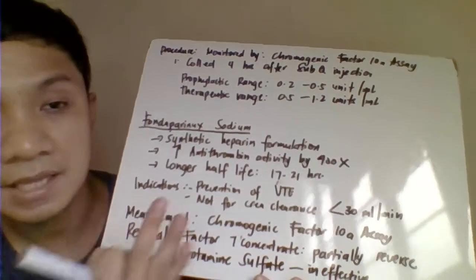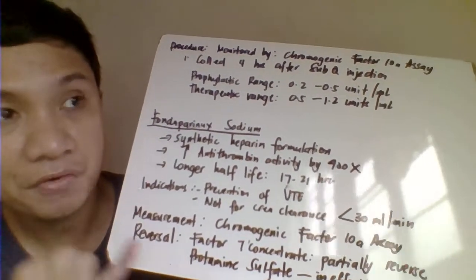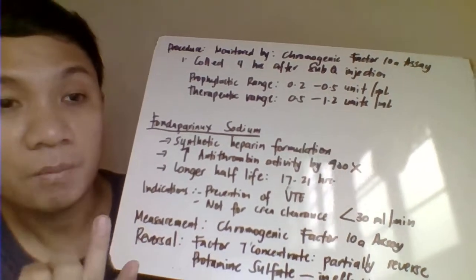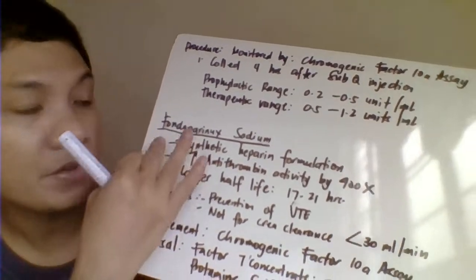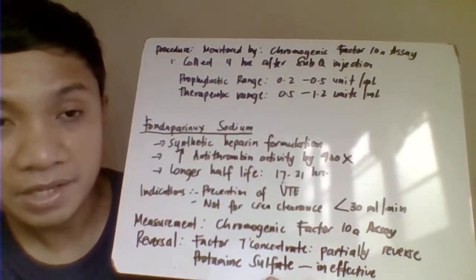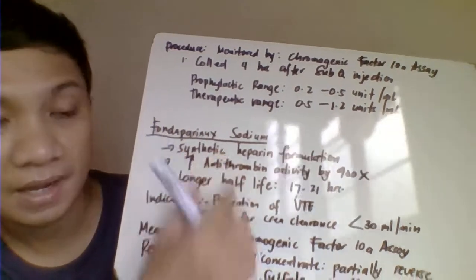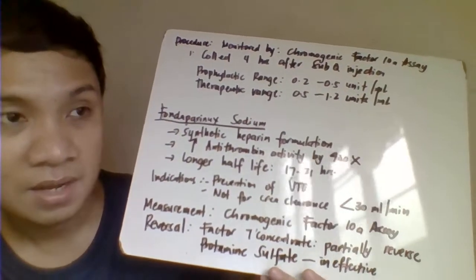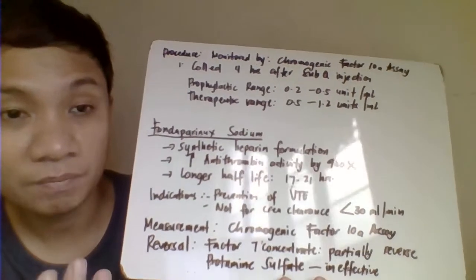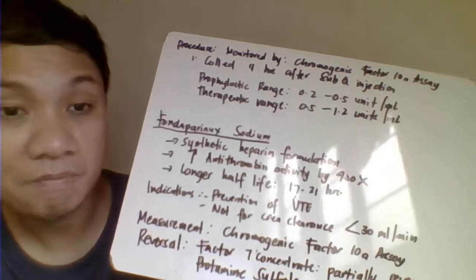So we have three heparin formulations. First, we have unfractionated heparin. Second, we have low molecular weight heparin. Third, we have fondaparinux sodium. Fondaparinux sodium is a synthetic heparin formulation. This won't have much difference since it is still heparin. Again, all of them have antithrombin activity.